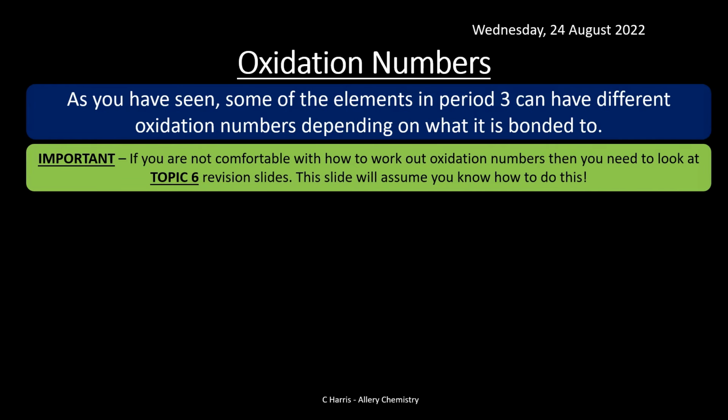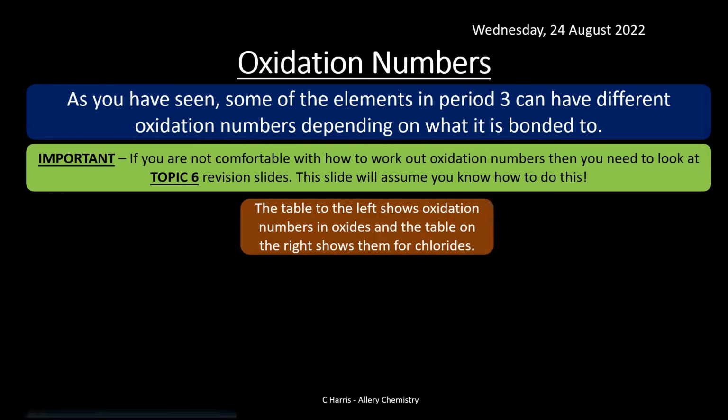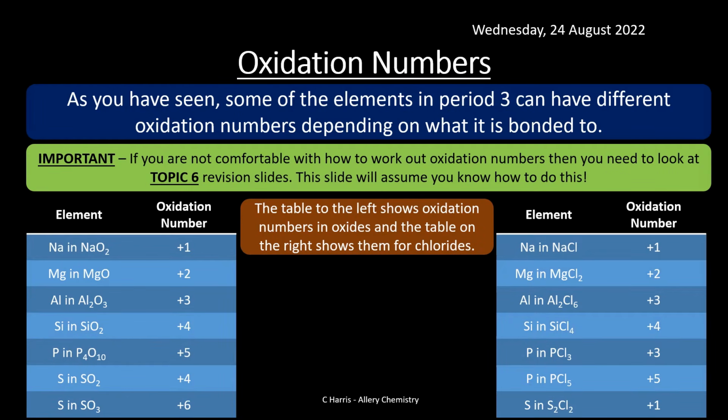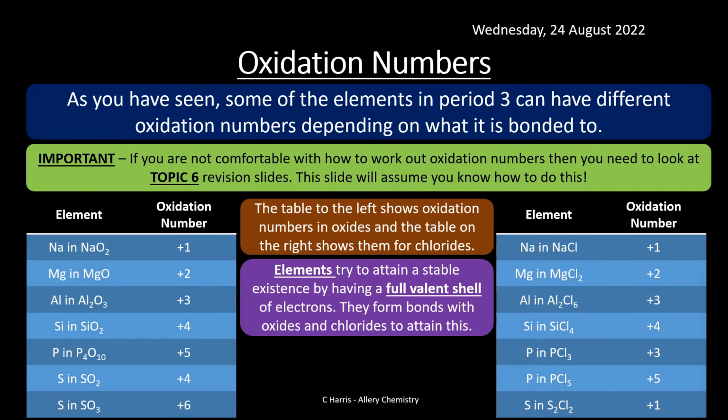What this is here for in this topic is to link it with, obviously you need to know these, but you need to know the variation in oxidation numbers with some of the period 3 elements. So let's have a look at some here. The table on the left shows the oxidation numbers in oxides, and the one on the right shows them for chlorides. You are expected to be able to work these out. Obviously, you don't have to remember these. It's about working them out, but you should really look at topic 6.